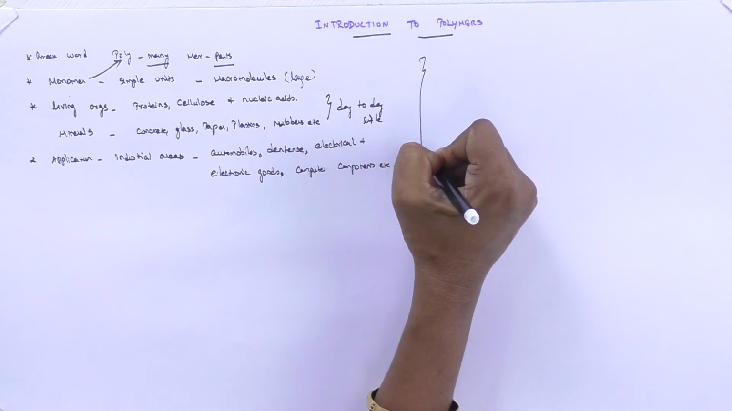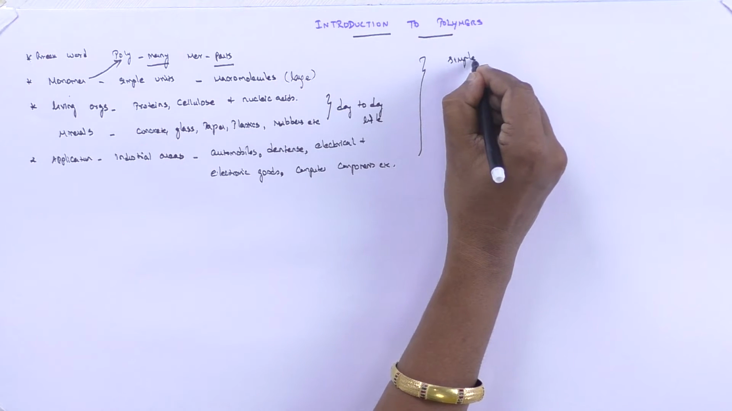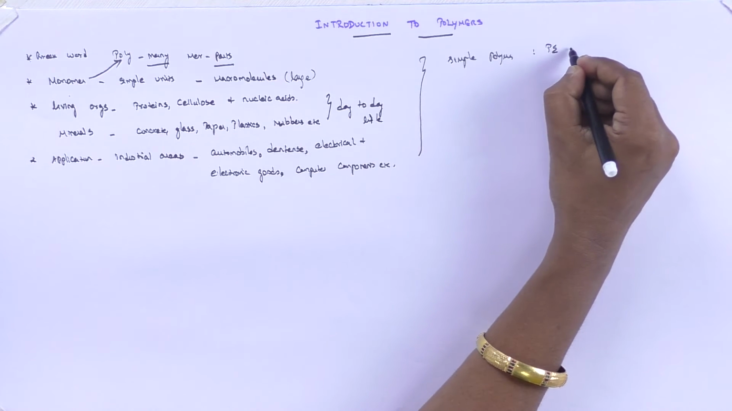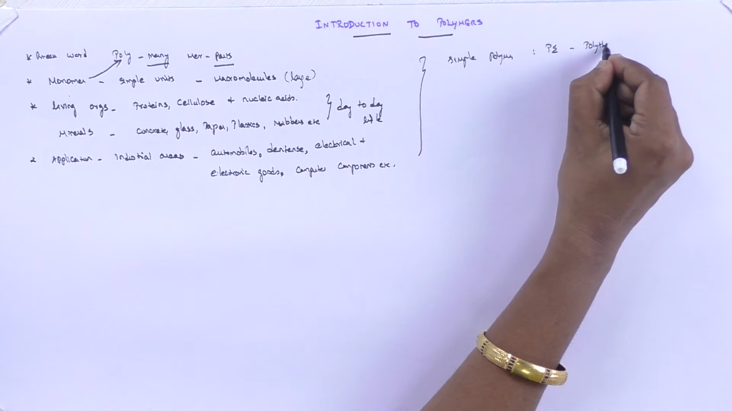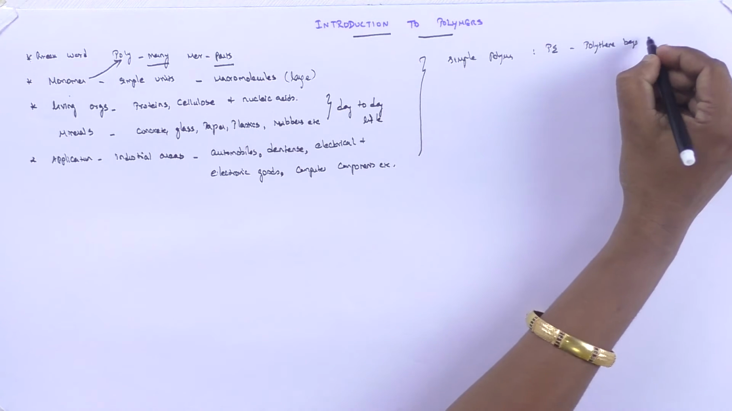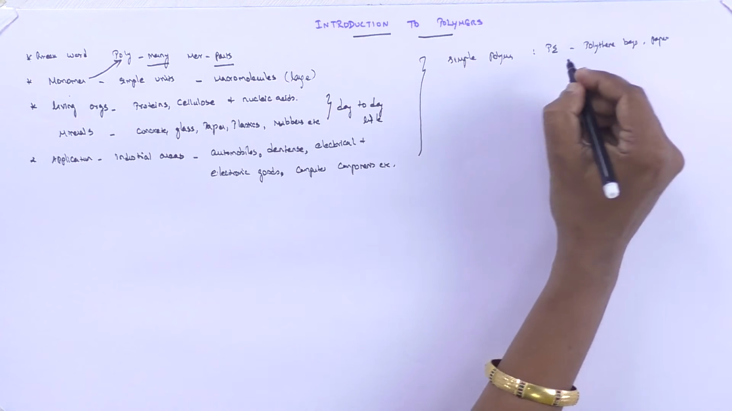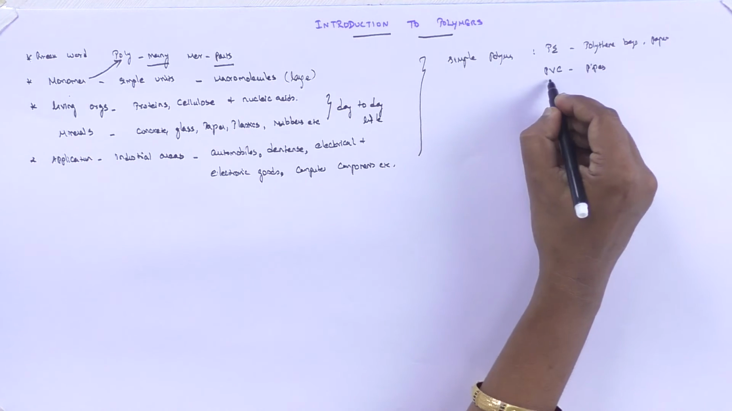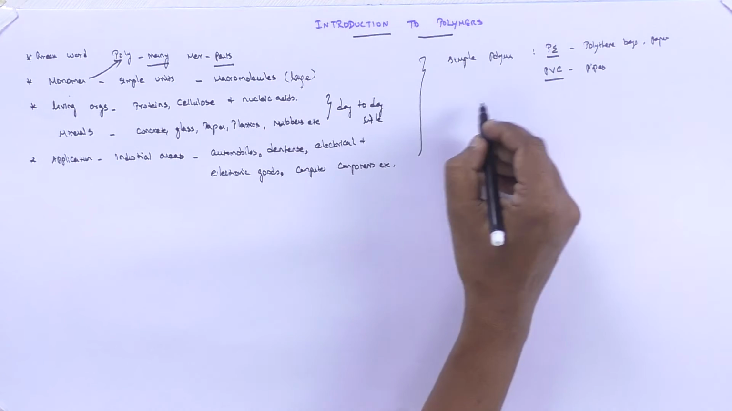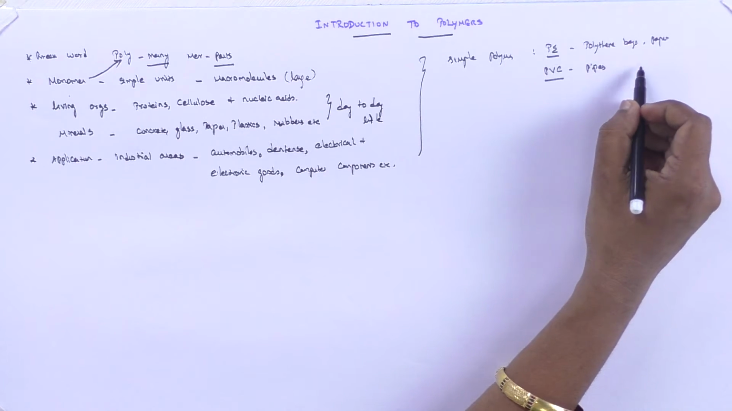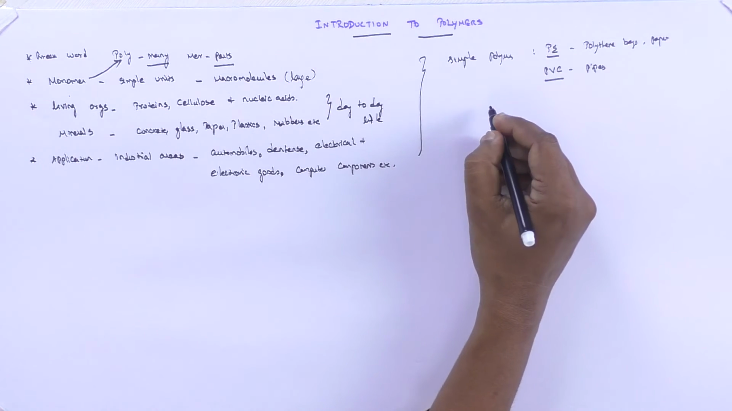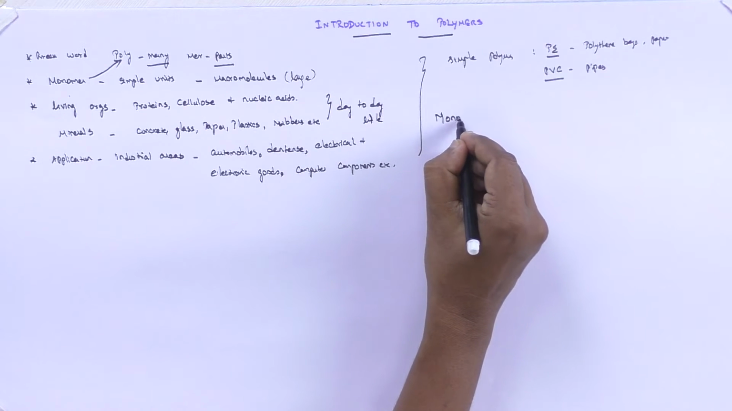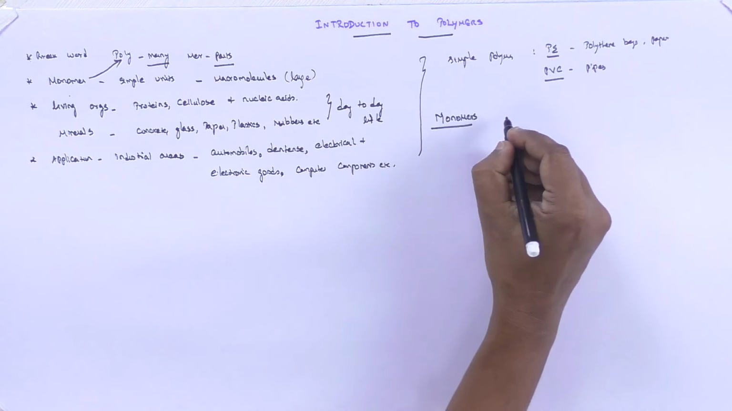Can you name one simple polymer? One simple polymer is polyethylene, which you are using in polythene bags, even papers and everything. And we have polyvinyl chloride, the PVC pipes that you are using. So these are some of the simple polymers that we use in day-to-day life. And then monomers. Before taking the examples, let us see what a monomer is.